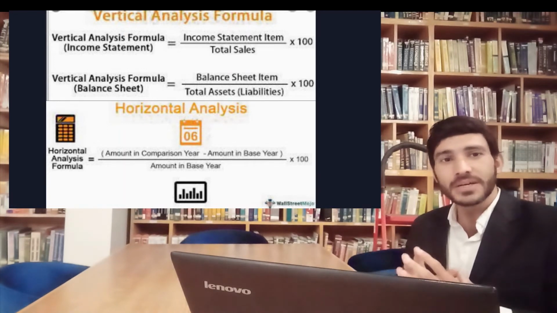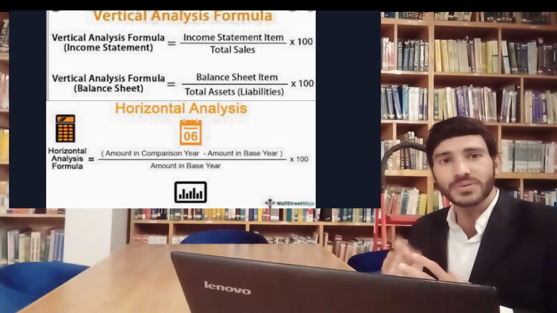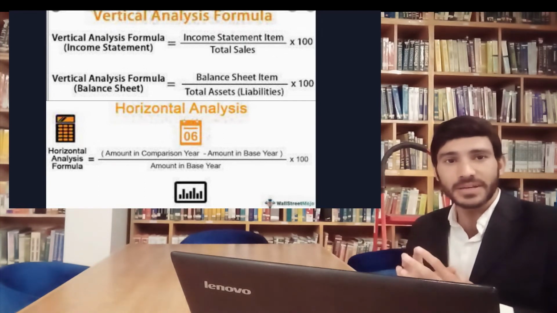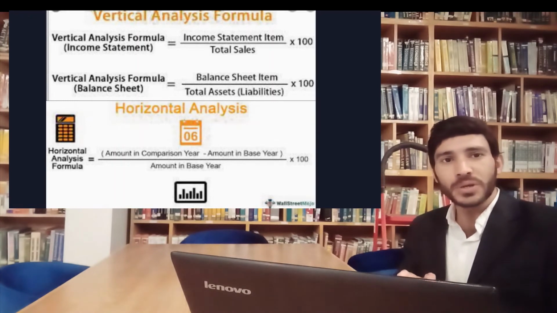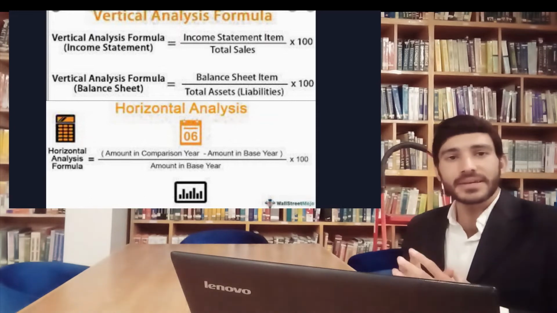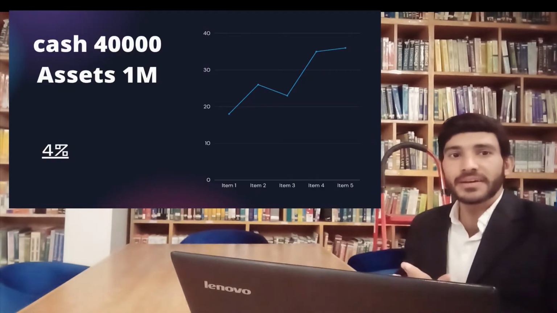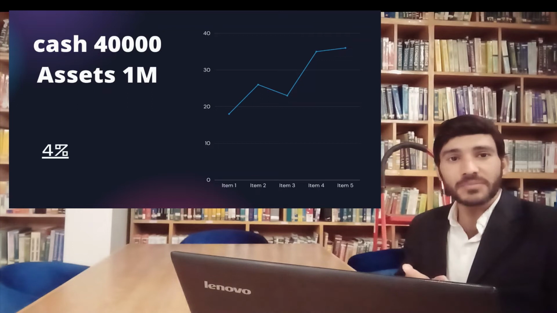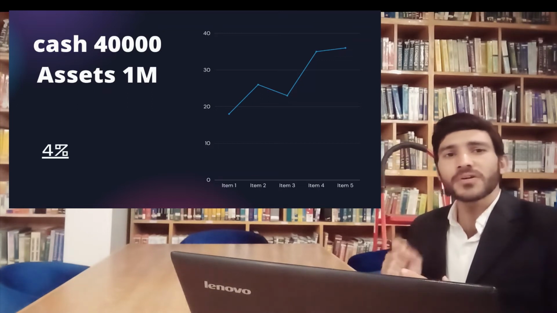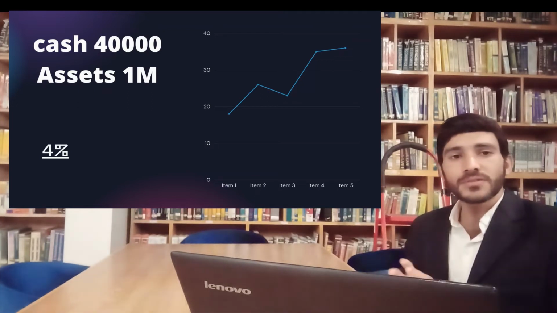If we are doing our calculation for 2022, then we will compare every figure of 2022 with this base year, which will be considered as 2021. Okay, so let's see how we do it. Simply, we can understand common size analysis as expressing figures in percentage. For example, if cash is 40,000 and assets are 1 million, then cash will be 4% of the total assets. And the use of percentage is preferable to the use of absolute value.